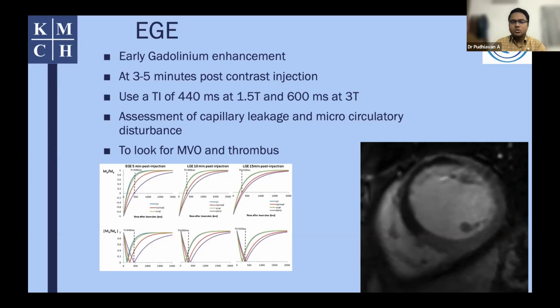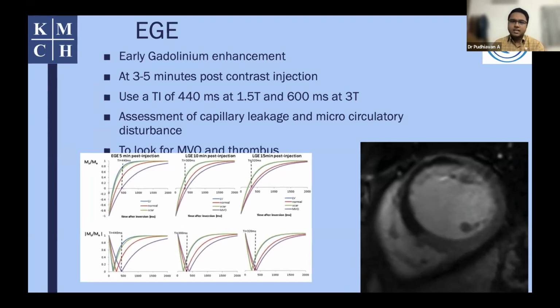So this is mainly used to look at areas of microvascular obstruction in the myocardium and to differentiate thrombus from an infarcted myocardium. And it can also be used in cases of myocarditis. Here, what we do is we use a fixed constant long TI of around 440 milliseconds at 1.5 Tesla and around 600 milliseconds at 3 Tesla.